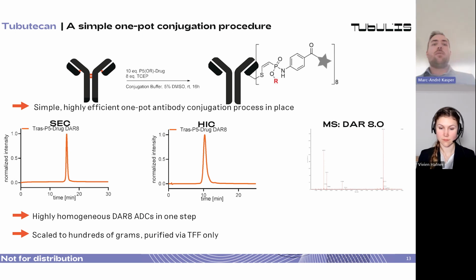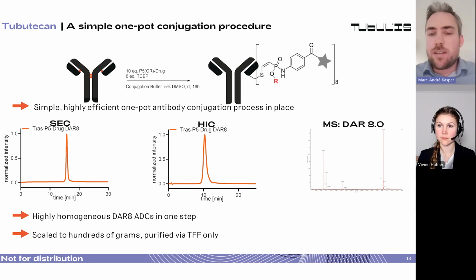So how does the labeling process look like? As I said, we're starting off from native, usually IgG1 antibodies. We just incubate them with our linker payload, carrying the P5 motif, and TCEP for reduction. It's a one-pot protocol. It's very fast. And because it's so fast, we usually do not need a large excess. So when we use 10 equivalents of the labeling agent, we end up with 8 molecules on the ADC. So per cysteine, we only need 1.2 or 1.25 equivalents.